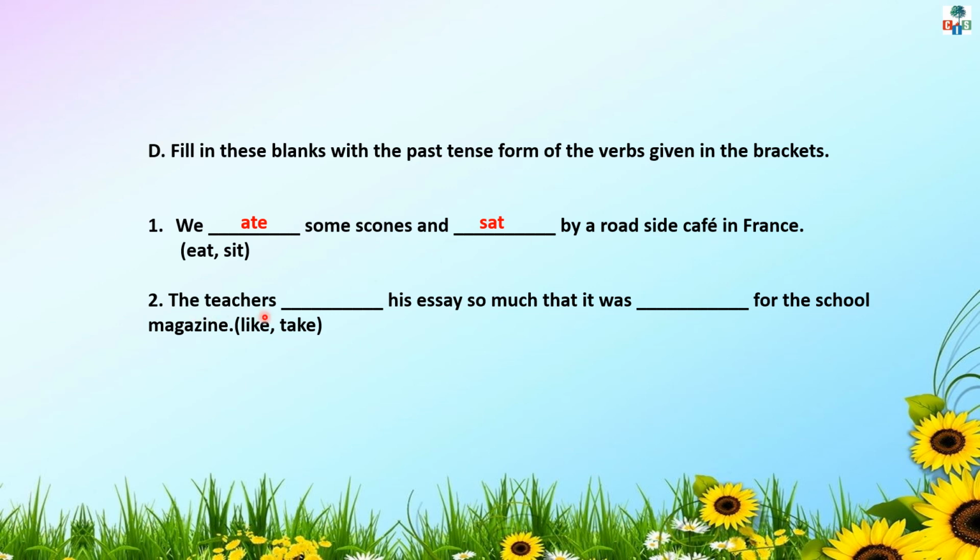Number 2, the teachers dash his essay so much that it was dash for the school magazine. Here the verbs given are like and take. So, the past tense form of the verb like is liked. The teachers liked his essay so much that it was taken for the school magazine. Now here children, taken is the past participle form of the verb take that we will learn later.